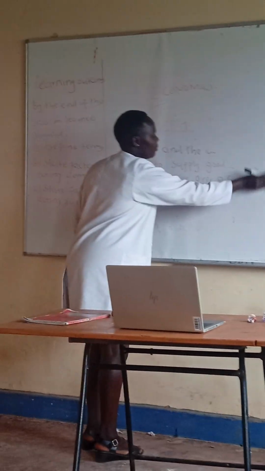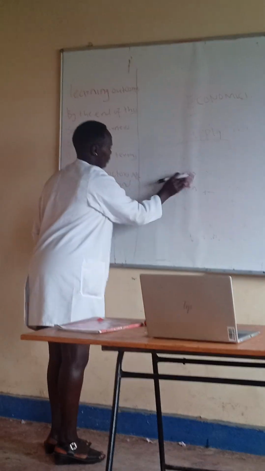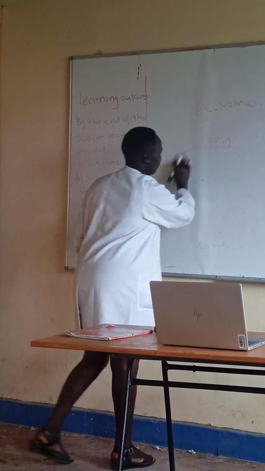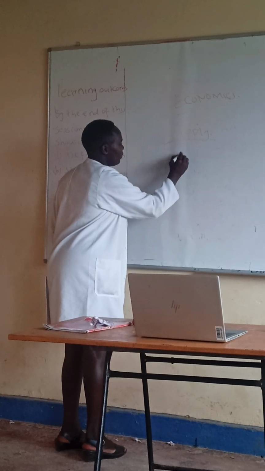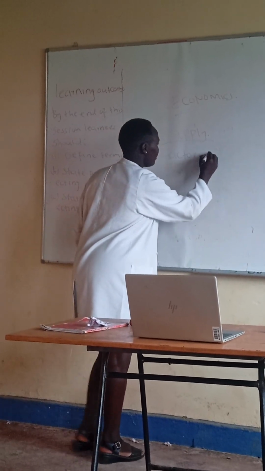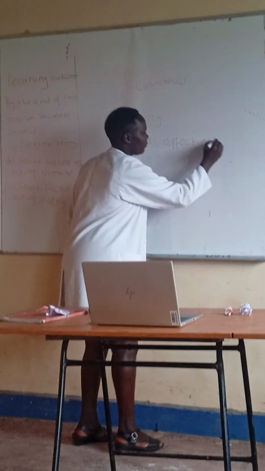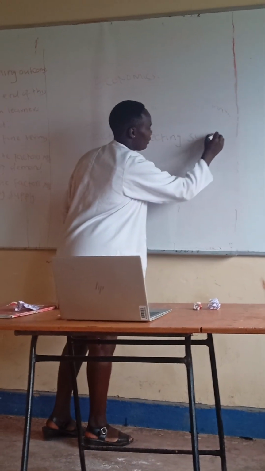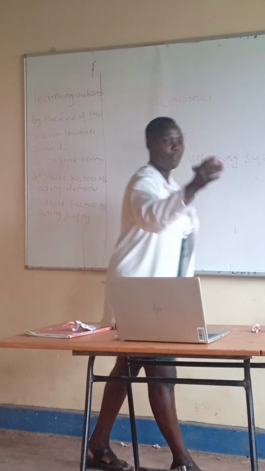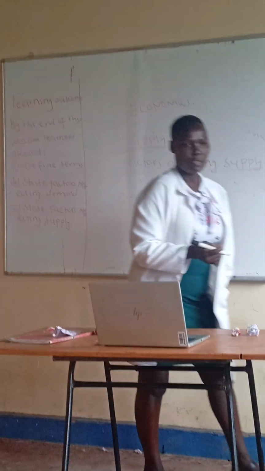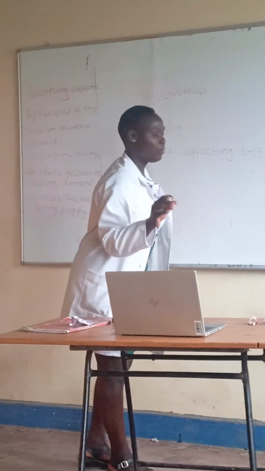After dividing it now, we want to look at the factors. We now want to look at the factors which affect the supply. What are these factors, class? Can you read from your handout? You are not able to see that one. Use the large prints.